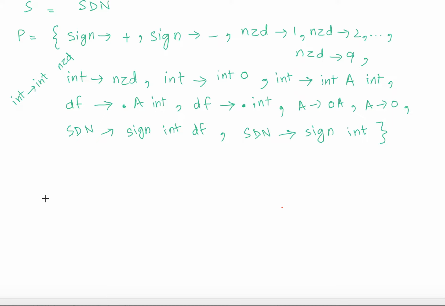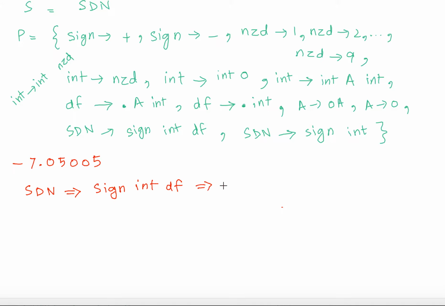Let's do another one here. So now what I want is to generate minus 7 point, let's do a nasty one, 05005. Okay, so this is what I want to generate. Again, I will start with the same thing: signed decimal number can be replaced by sign, integer, decimal fraction. Now sign can be replaced by a negative sign, integer can be replaced by a 7, and we'll see.